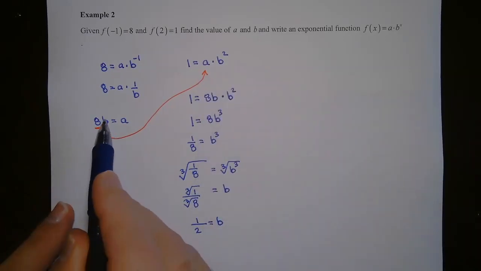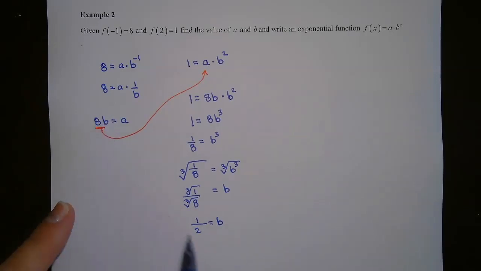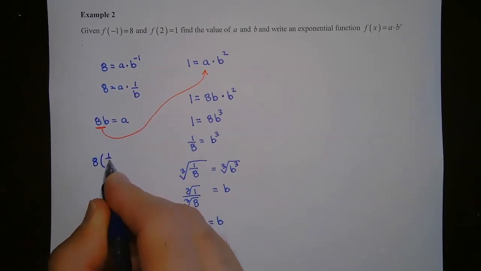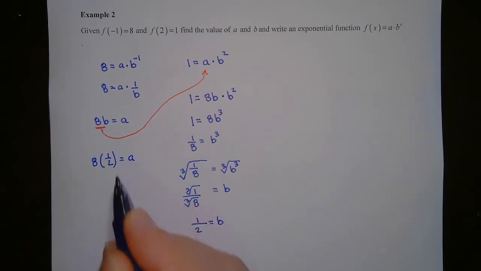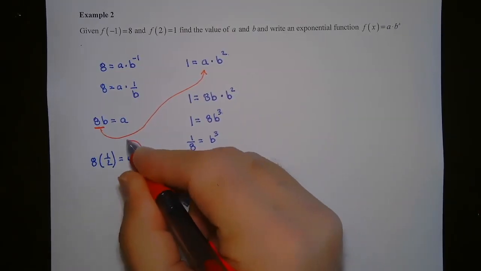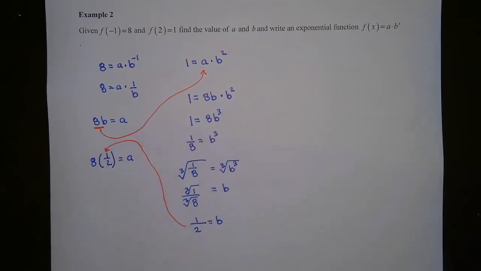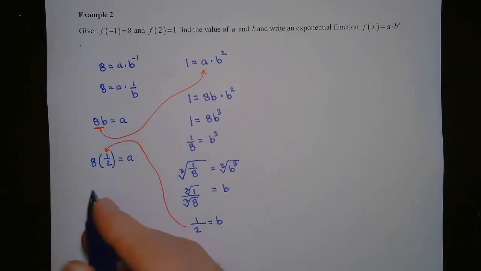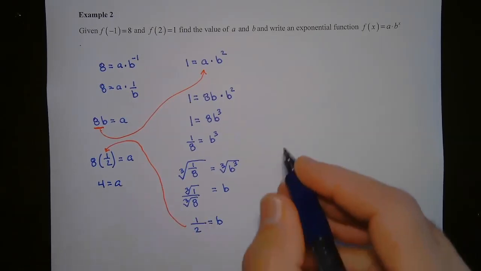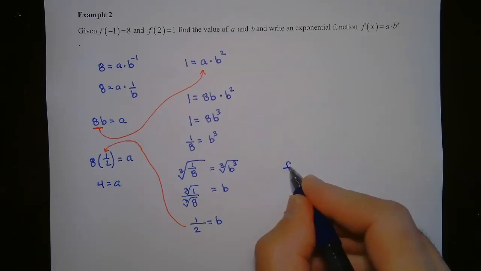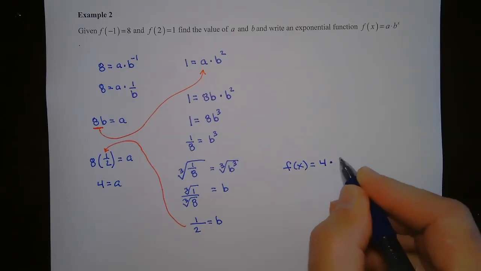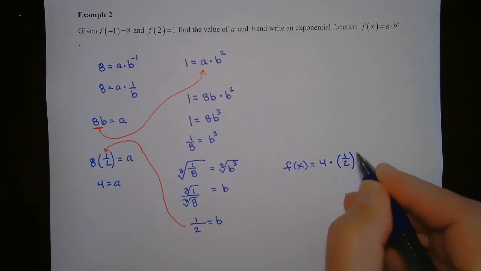So back over here, now I can substitute this b with 1/2. So this is going to be 8 times 1/2, and that's going to be equal to a. All I did was take this 1/2 and put it in right here for b. Now, what's 8 times 1/2? 8 times 1/2 is 4. So now I know my a value is 4. So my function that I would write is f of x is equal to my a, which is 4, times my b, which is 1/2, raised to the x.